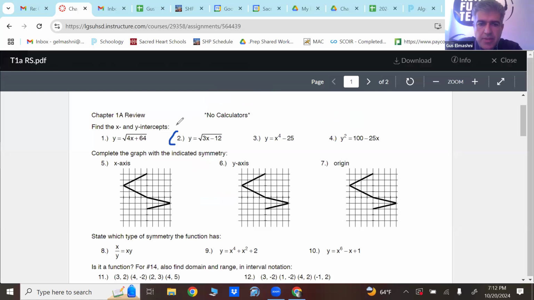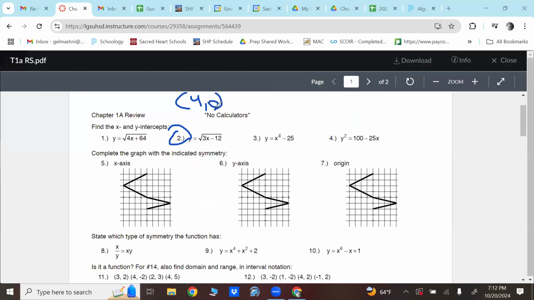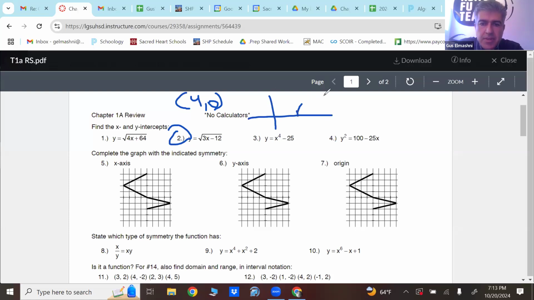So let's just do 2 next. We just want x, y intercepts. What's the x-intercept here? Oh, negative 4. 4, actually. Now, this is a trick question. What's the y-intercept? If you plug in 0 for x, what happens? Then it becomes a negative square root. You can't do that, right? And in fact, that's going to look like this. So it never touches the y-axis.